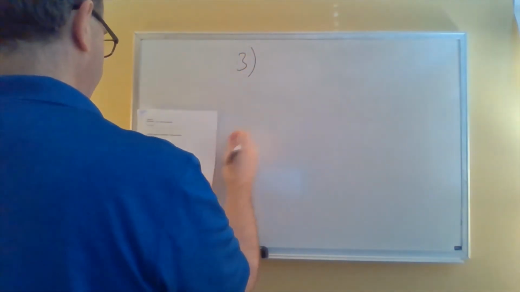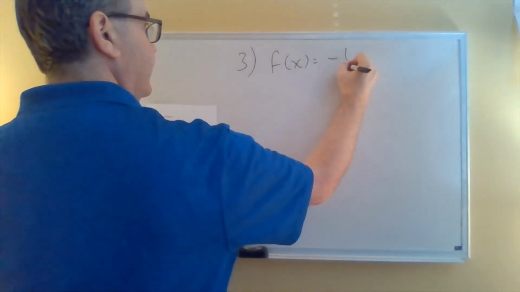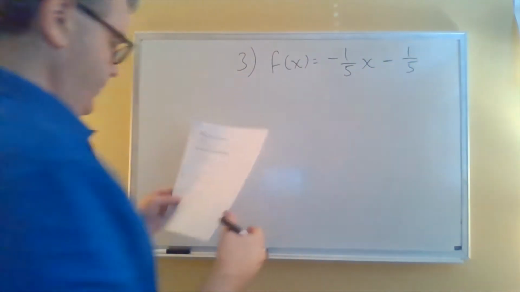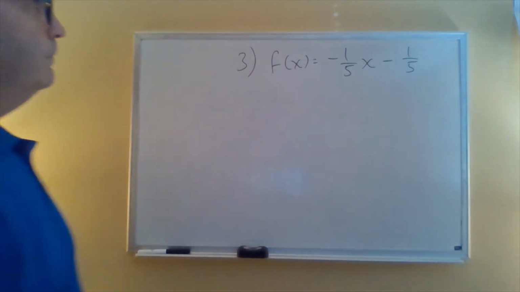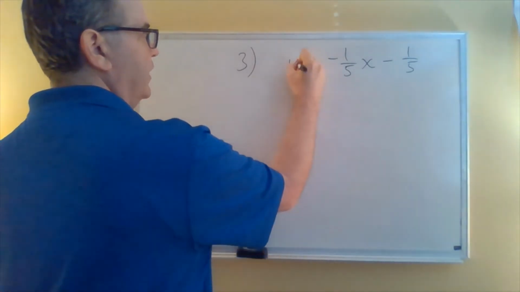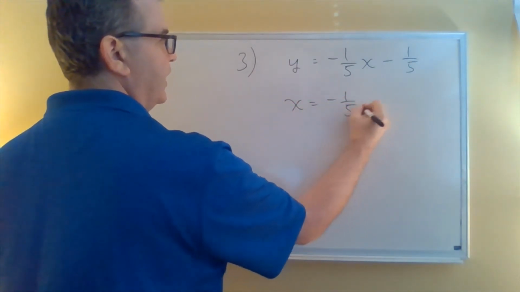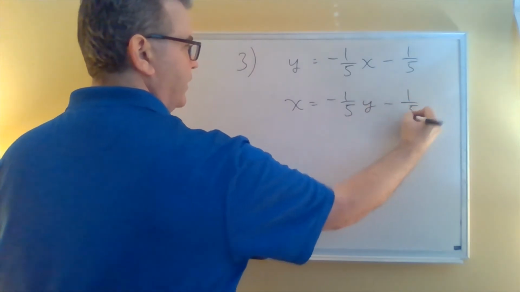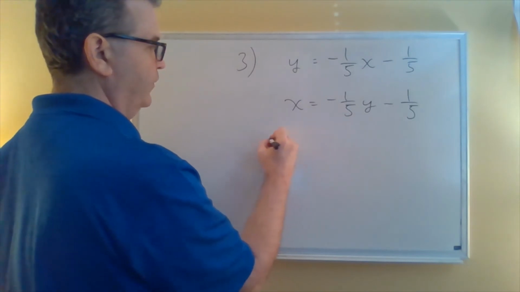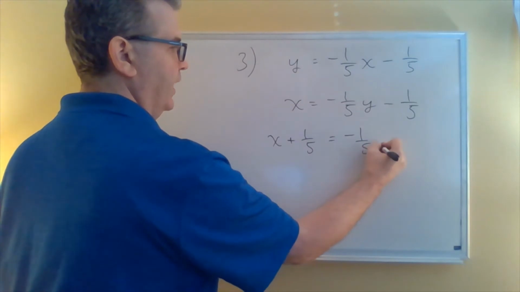Okay, number 3 reads f of x equals -1/5 x minus 1/5. First thing we do, we change that f of x to a y. And then we're going to rewrite our equation, changing y to x. And if we see an x, we change that to y. Now we need to solve this right side of the equation for y. So the first thing we're going to do is add 1/5 to both sides. So we have x plus 1/5 equals -1/5 y.